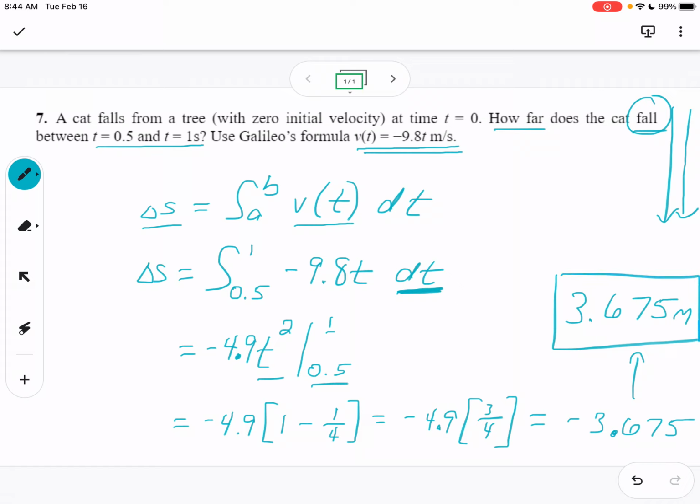Now, if you really wanted to be thorough about this, probably right off the bat, we could have gone with the absolute value of our answer right here to get the distance that fell, but I think what we've got here explains our reasoning pretty well.